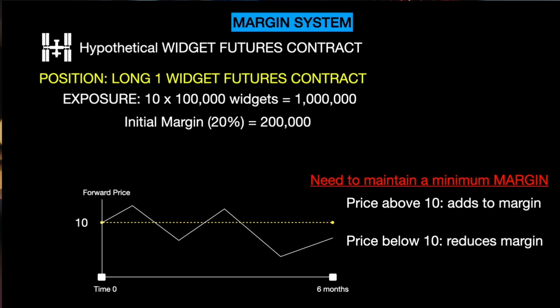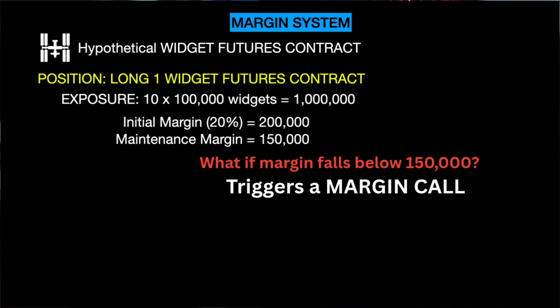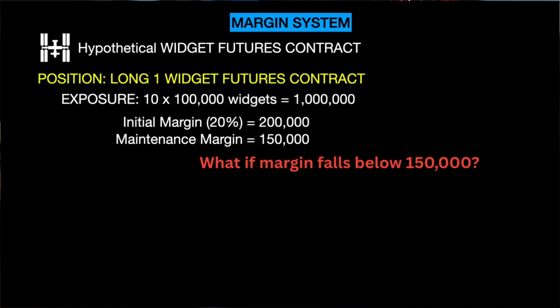Let's say that that minimum balance is 150,000 for the sake of argument. So that would be called the maintenance margin, which is the minimum balance required to maintain your 1 million futures position. Now, what happens if your margin account falls below the maintenance margin of 150,000? Then a margin call is issued and you have to top up your margin back to the initial margin of 200,000. Again, if your balance falls too low, you get a margin call.